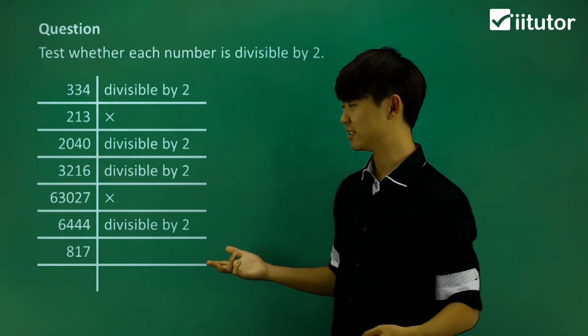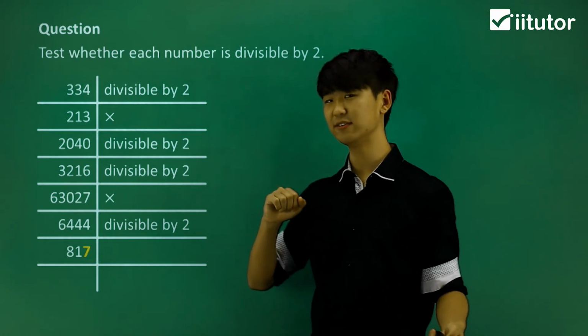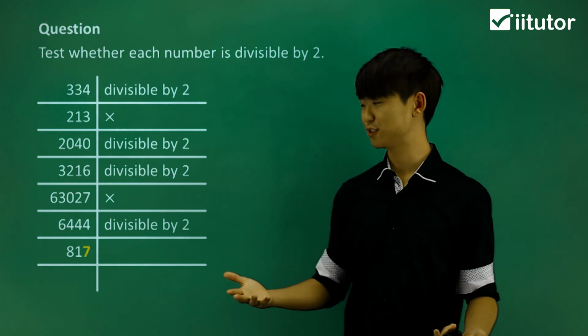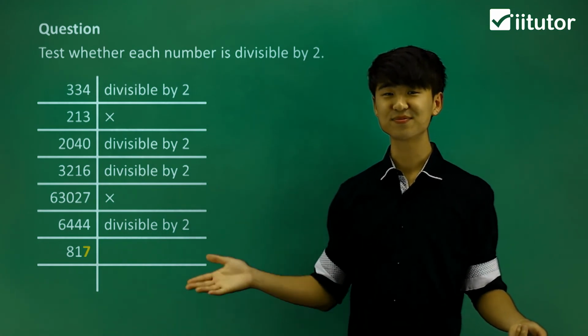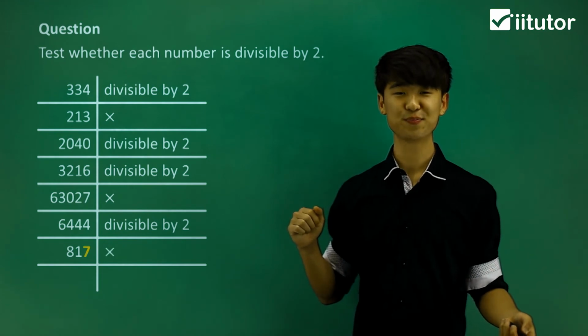And 817. The last digit is 7, so it's an odd number. It's not 0, 2, 4, 6 or 8. So this one is not divisible by 2.